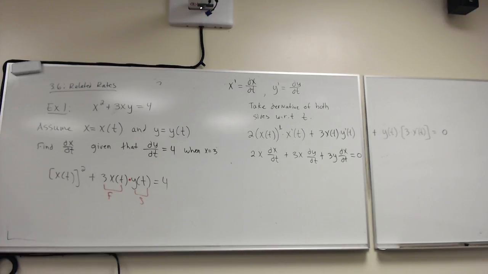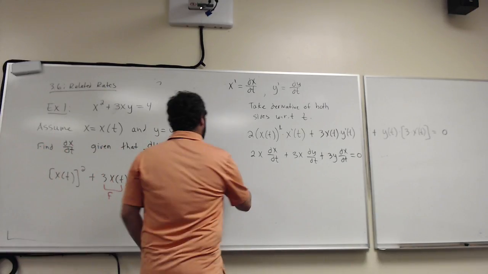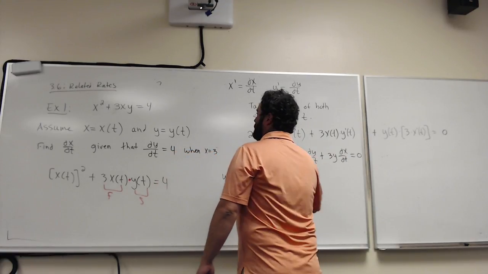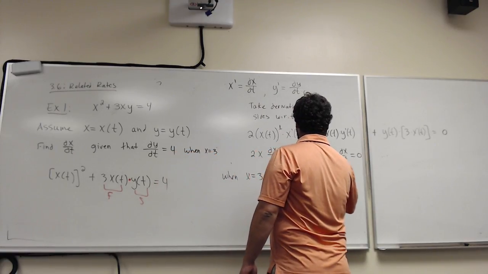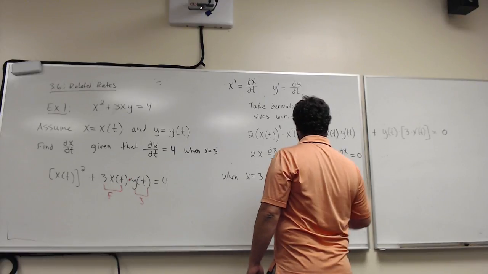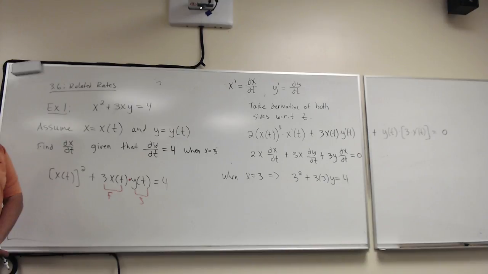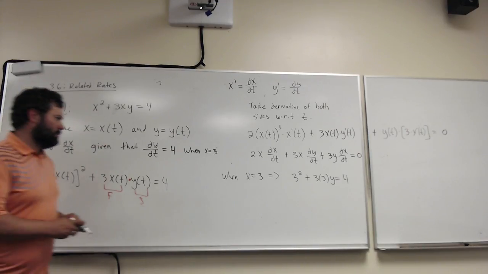If you go back to the very beginning of the problem, we have a relationship. Just plug in x equals 3. Yeah, we have a relationship between x and y, so when x is 3, I can also find y. So when x equals 3, we have 3 squared plus 3 times 3y equals 4. If you want to figure out what the other quantity is when you know one, you always plug it into the original equation.